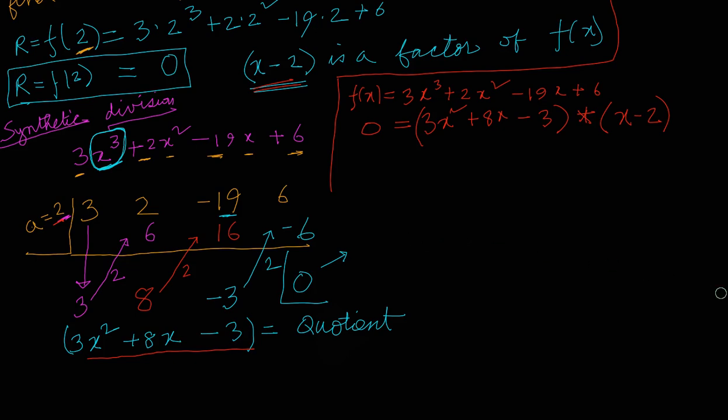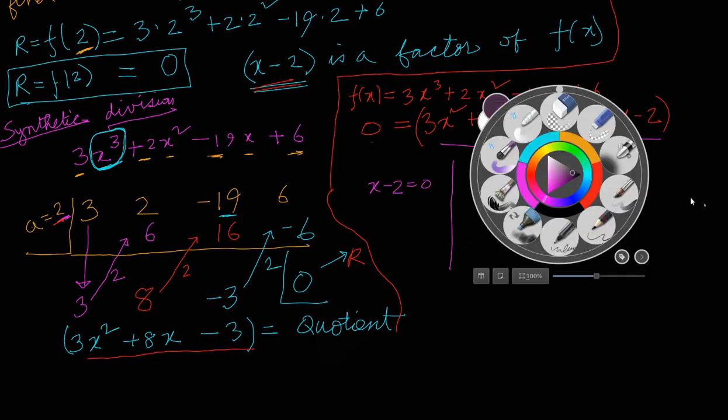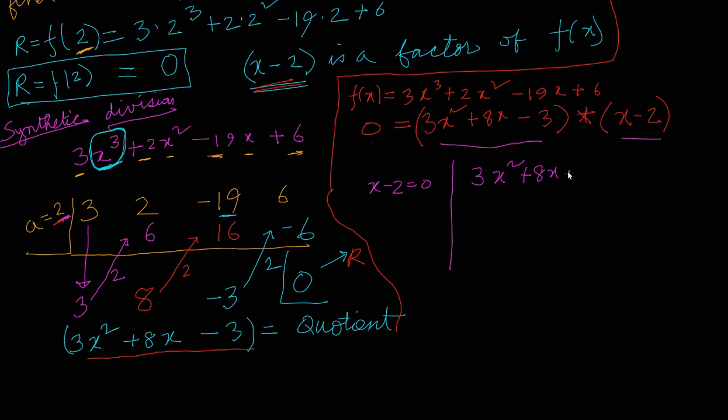And I am going to simply write this is R. Okay, now let us try to solve here. So two mathematical expressions in product form, and the product is equal to 0. So what can I say? I can write x minus 2 equal to 0, or I can write 3x square plus 8x minus 3 equal to 0.